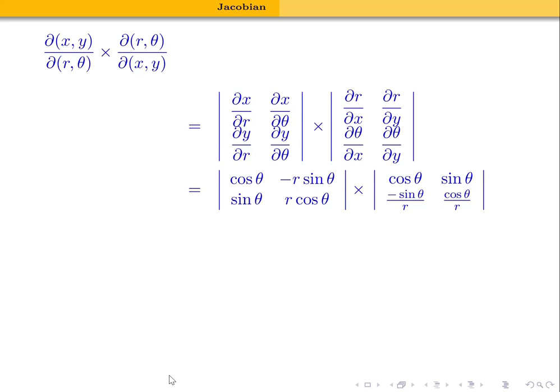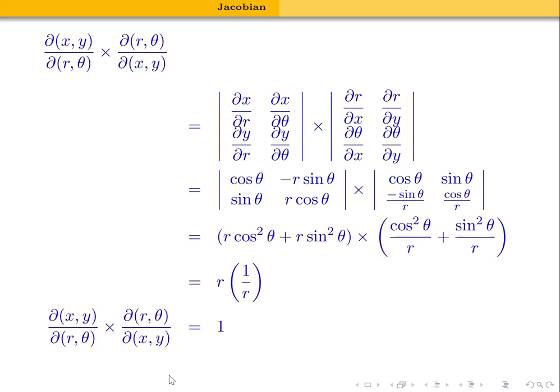From the given result we have replaced the values. We just have to simplify that, and we get dou of x comma y divided by dou of r comma theta, into dou of r comma theta divided by dou of x comma y, is equal to 1. So this is the desired result we want to prove. Therefore, it is proved.